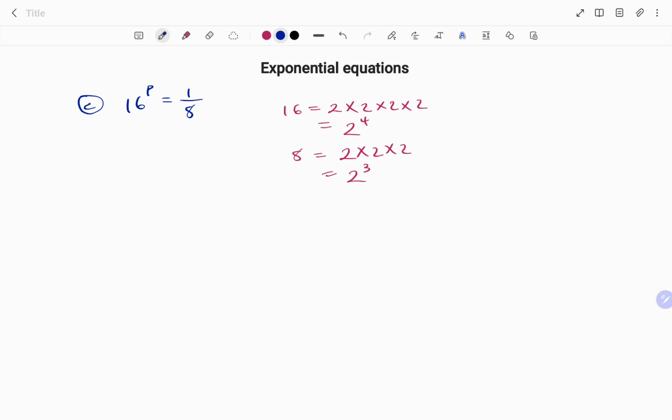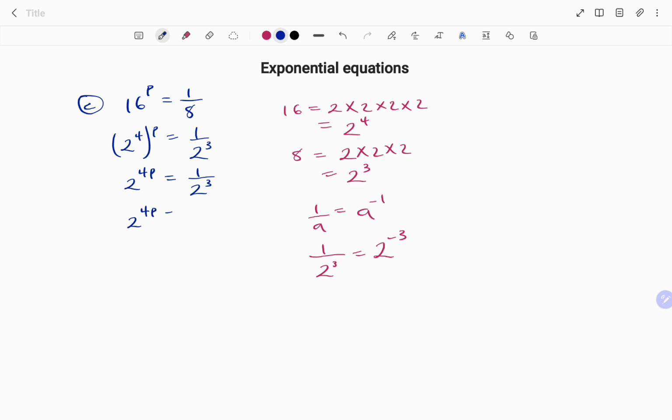And substituting back into the equation, we have 16, that's 2 to the power of 4, all raised to the power of p equals 1 over 2 to the power of 3. Expanding the bracket, we have 2 to the power of 4p equals 1 over 2 to the power of 3. We know that 1 over a, to a negative exponent, will give you a to the power of minus 1. So therefore, 1 over 2 to the power of 3 becomes 2 to the power of minus 3. And substituting back into the equation, we have 2 to the power of 4p equals 2 to the power of minus 3.